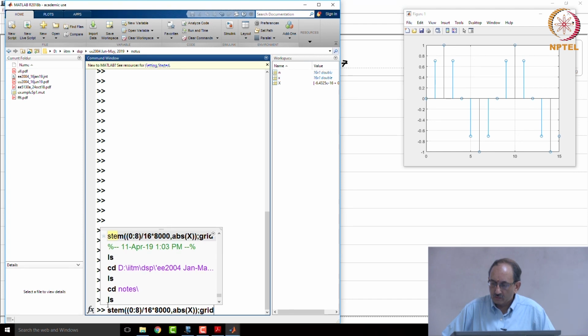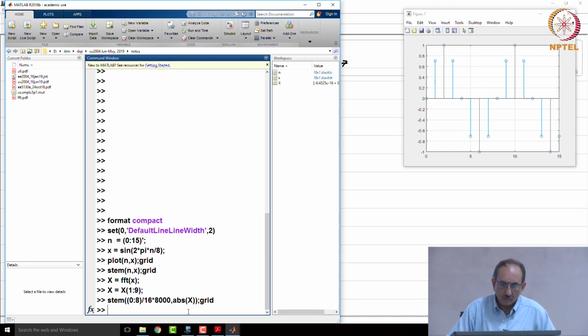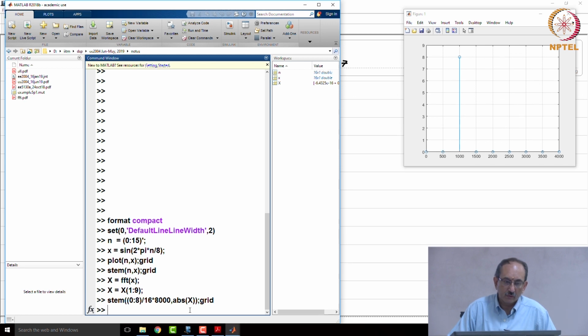And then remember, to show the bin index in terms of true frequency, we use the formula k by N times fs. So the index is captured here, N is 16, fs is of course 8 kilohertz, and then we are plotting the absolute value, and this is the stem plot.